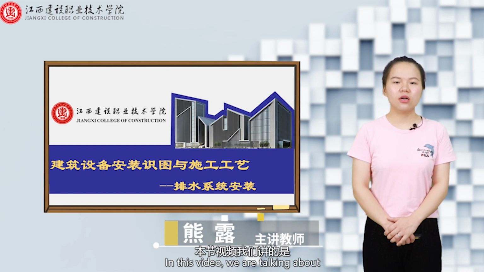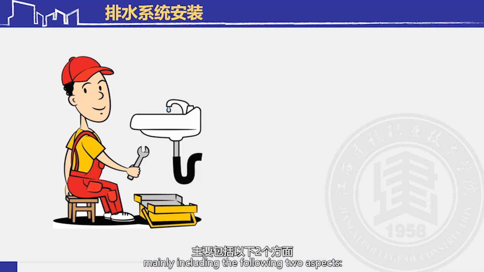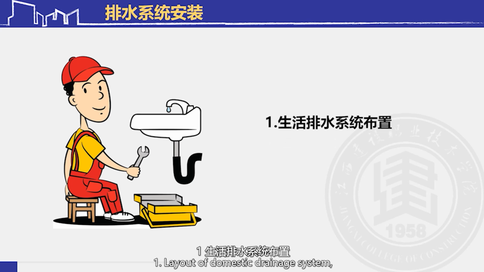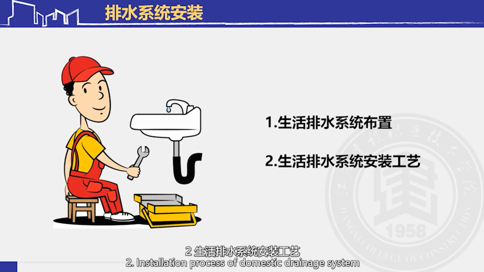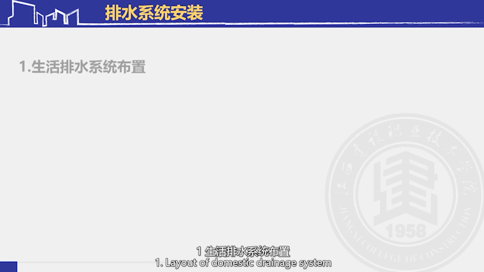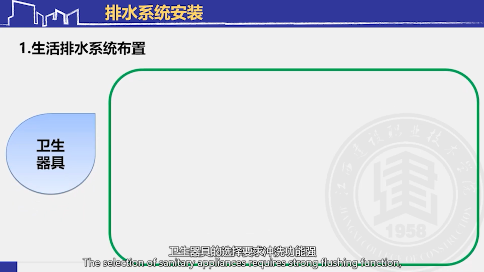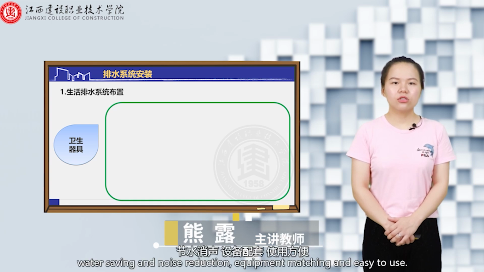In this video, we are talking about the domestic drainage system installation, mainly including the following two aspects. First, layout of domestic drainage system. Second, installation process of domestic drainage system. First, layout of domestic drainage system. The selection of sanitary appliances requires strong flushing function, water saving and noise reduction, equipment matching, and easy to use.